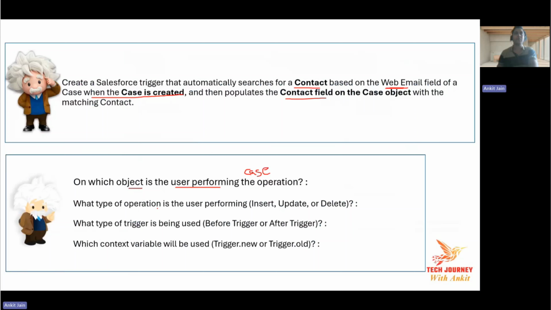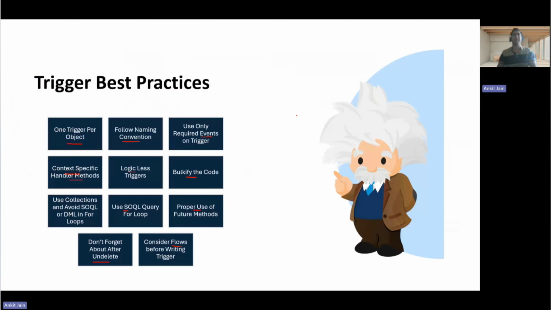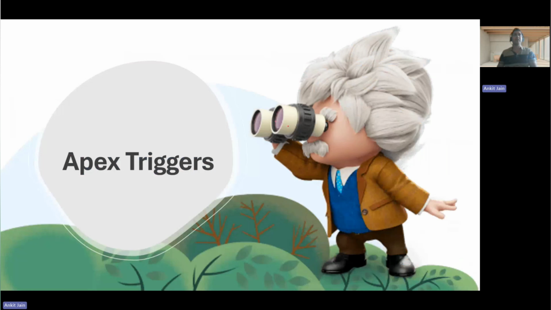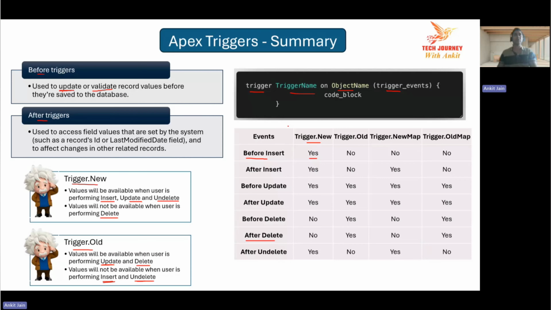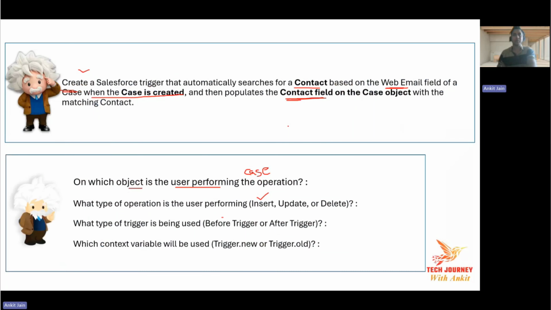Second question, what type of operation is the user performing? Here we've seen that the user is creating the case, so we can say that the user is performing the insert operation. Now, what type of trigger will we go and use here? Again, in this scenario, we have to populate the field of the same record. In the last session, we discussed that whenever we have to update the field of the same record, we always go for the before trigger. So here also, we will go for the before trigger.